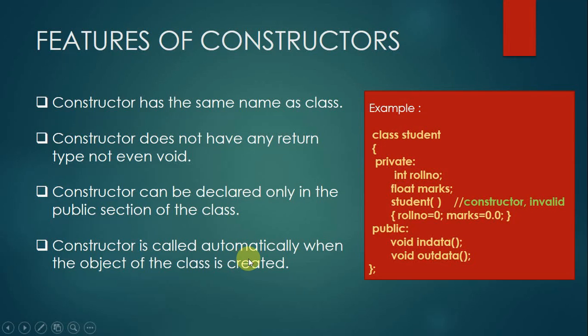A constructor is called automatically when the object of the class is created. So when the object of the class is created, it is called automatically.